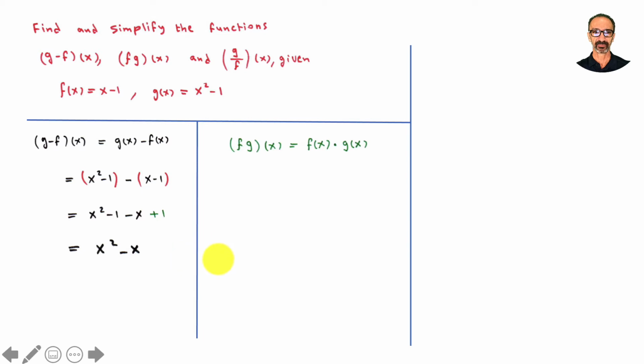For the second one, we have a product. All I need to do is display what is f of x and g of x, and use the distributive property as one idea. Rearrange if you want, you don't have to, and that should do it.